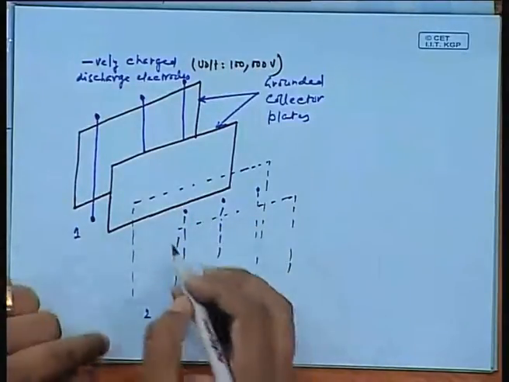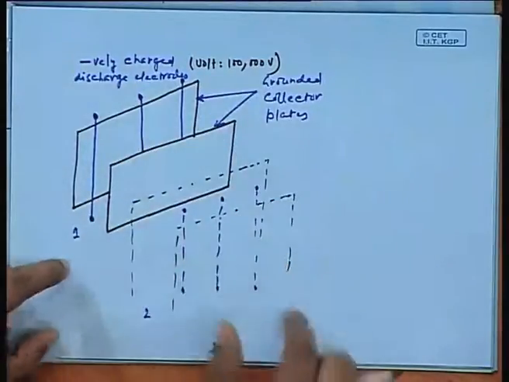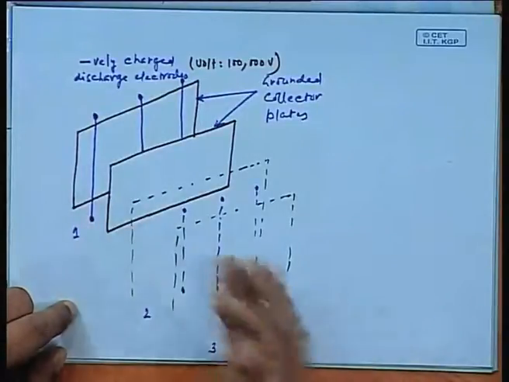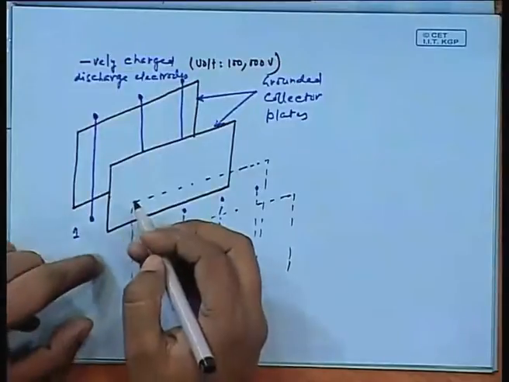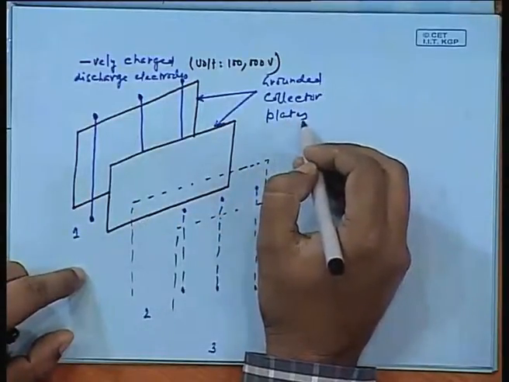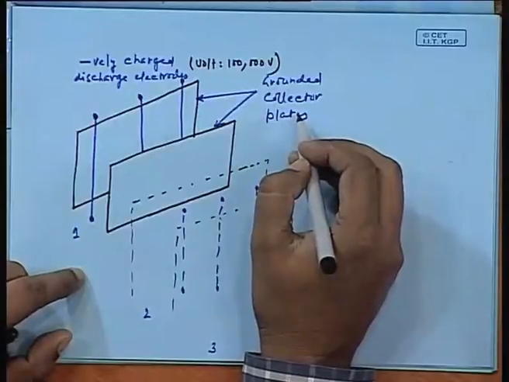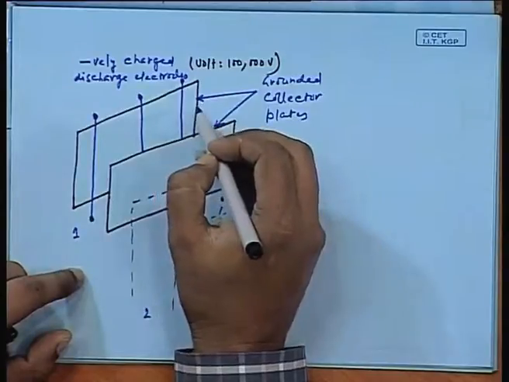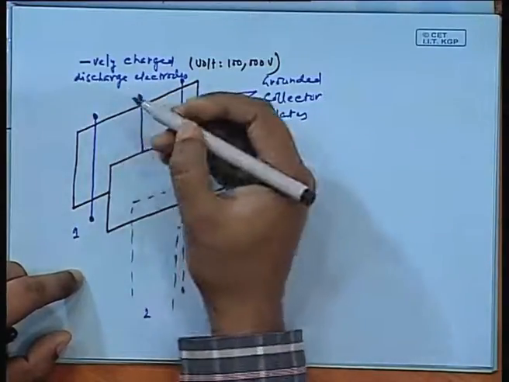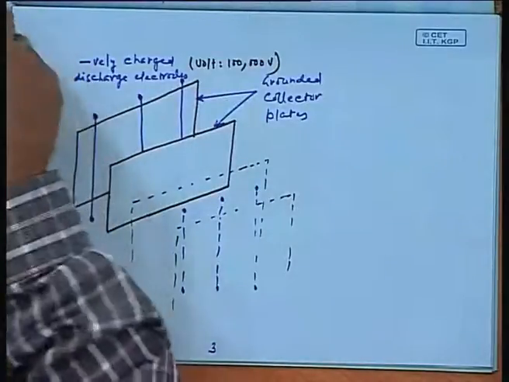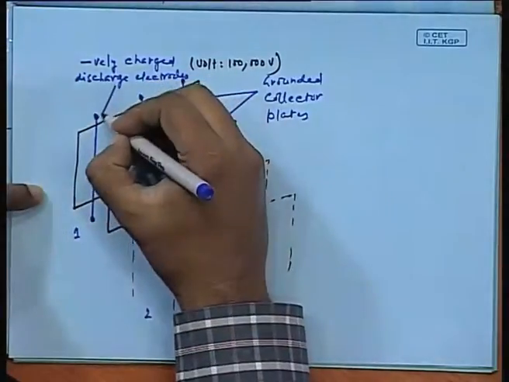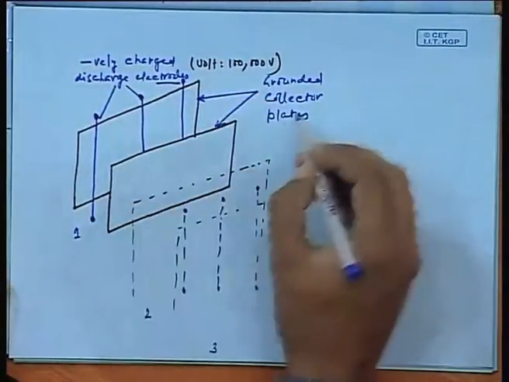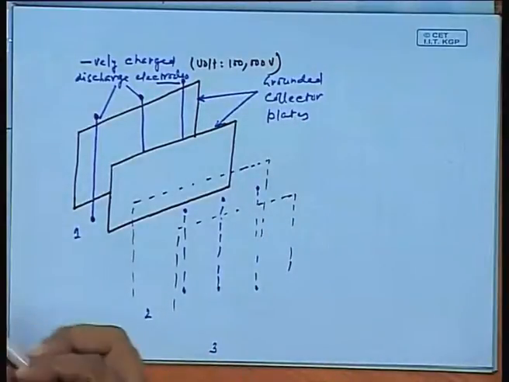As you can see, these two are important, right? These two are repeated only on this kind. The dotted portion is only a repetition of these two blocks. What this says is grounded collector plates. So you have negatively charged discharge electrodes. These are the electrodes that you can see, and these are the grounded copper collector plates.